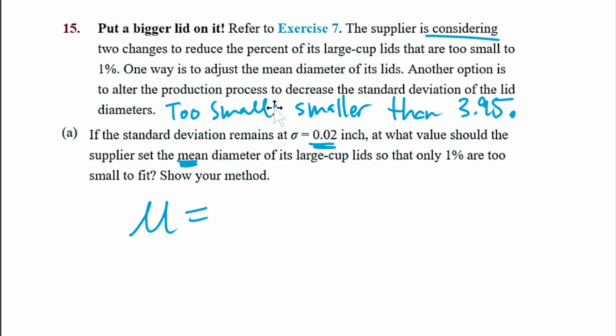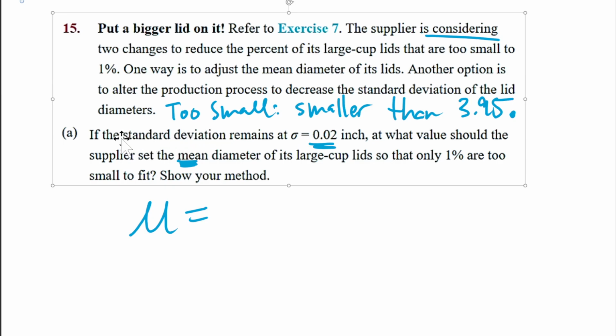So this problem, kind of my bad for not including exercise 7. You have to reference back in the book to exercise 7. But basically, a lid that's too small is a lid that is smaller than 3.95. And they want to reduce the percentage of lids that are too small to 1% or less. So how many lids are too small when you squeeze them on? The manufacturer wants almost all lids to fit. Only 1% can be too small, because if more than 1% are too small, companies will send back lids.